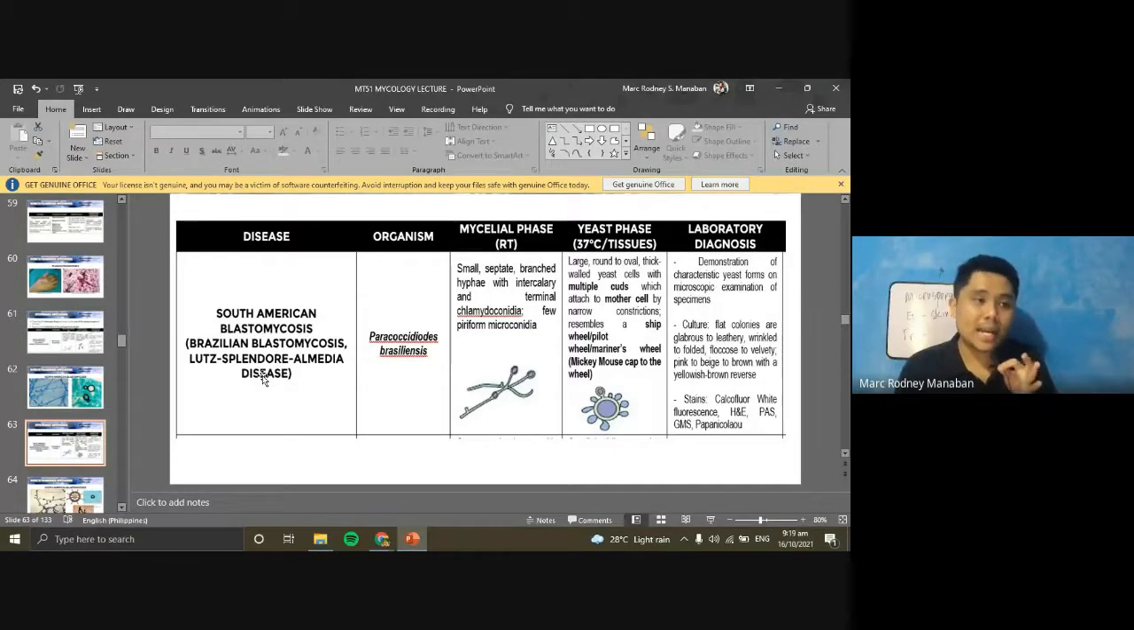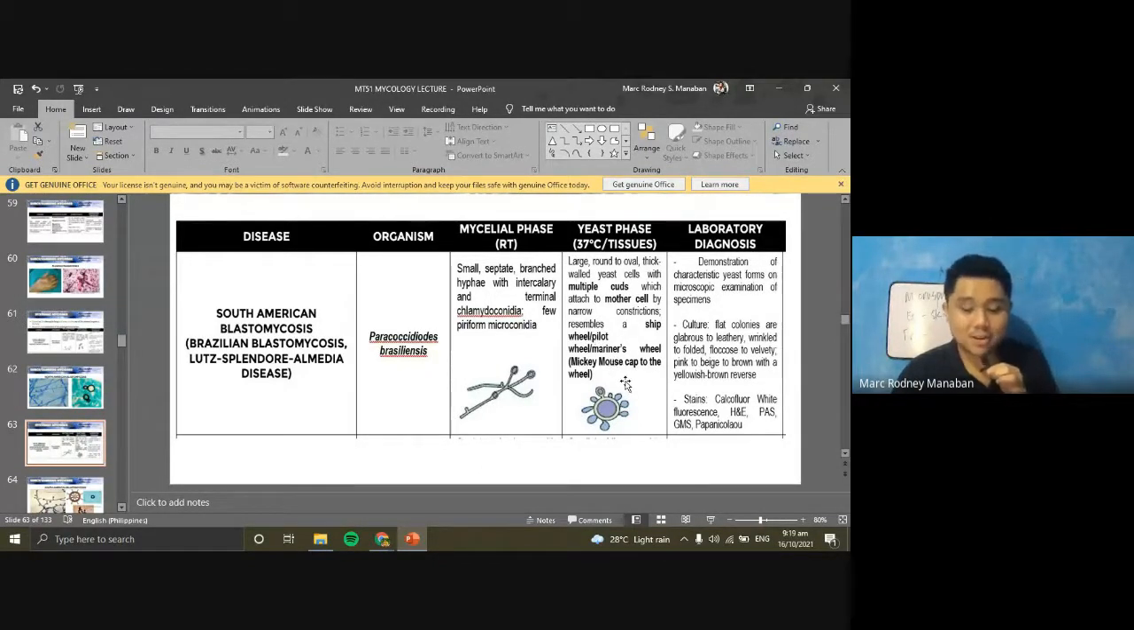All right, so it's common in Latin America, but most common in South America, usually Brazil and nearby areas. Usually seen in soil that is acidic or in the rainforests. So the rainforests here in Brazil, that's where it's common. All right. Now the mycelial phase, again, it has intercalary chlamydoconidia in the middle, or the pyriform microconidia. Now again, the very, very press the buzzer is the yeast phase. It has multiple buds attached to the mother cell. And that's why the definitive or distinct description is mariner's wheel or pilot wheel.